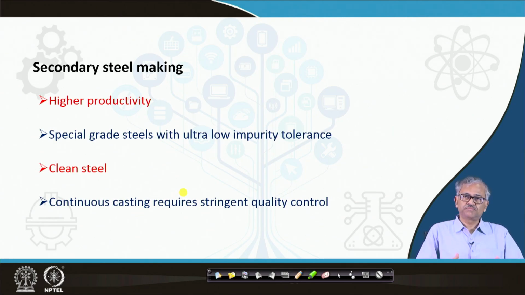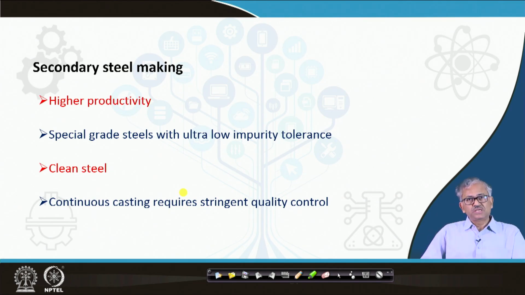So they may be entrapped, or due to supersaturation, a lot of precipitation can take place during the solidification, and these precipitates may not float up to the slag or to the top. As a result, those will be entrapped. So that's why continuous casting requires a stringent quality control. Basically, impurity tolerance is not high in continuous casting because of its very fast nature of solidification.